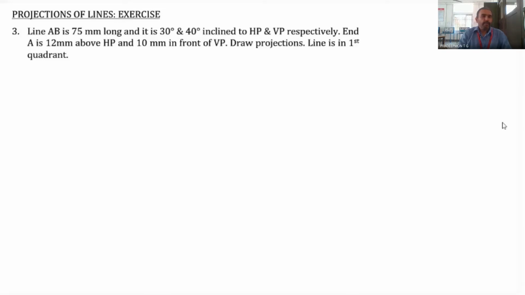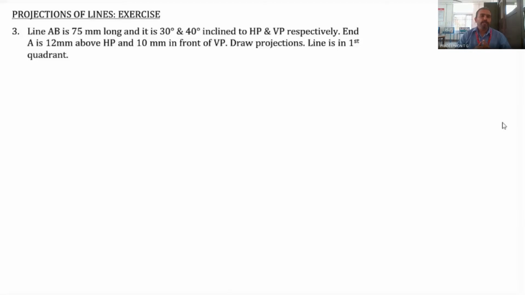So in this case, the true length of the line AB is given as 75 millimeter. And true inclinations with HP and VP are also given. True inclination with HP is 30 degree and true inclination with the VP is 40 degree. That is, theta is 30 degree and phi is 40 degree. Then the distance of end A above the HP and in front of VP is given. That is, the distance of A dash from XY will be 12 millimeter above XY and that of A will be 10 millimeter below XY. So these 5 data are given.